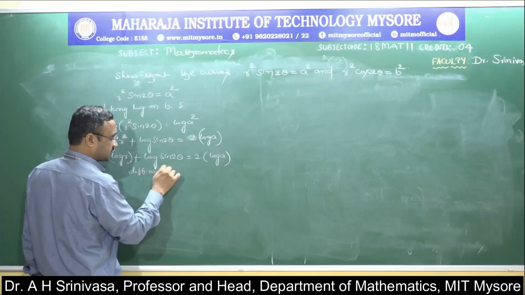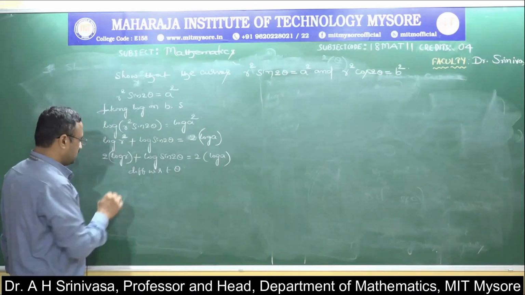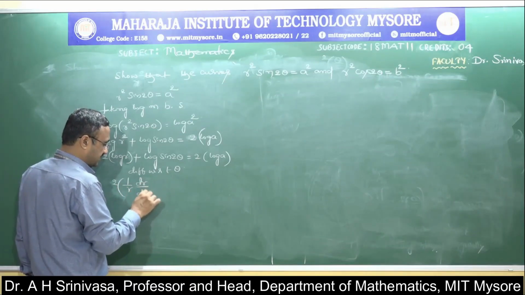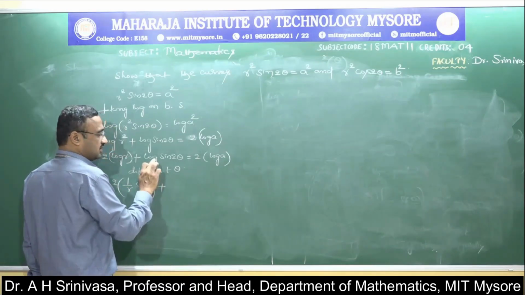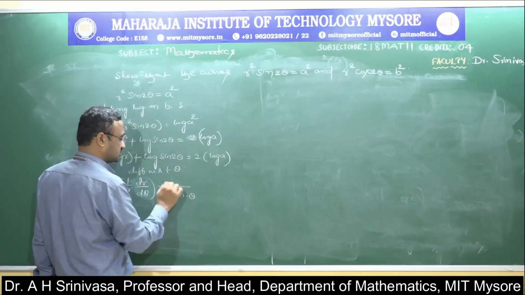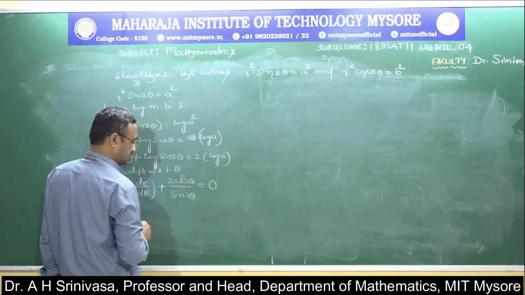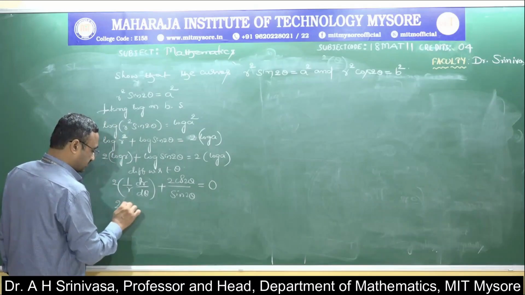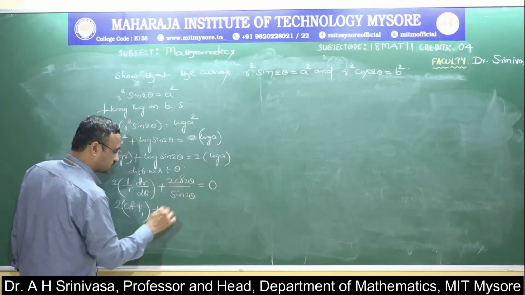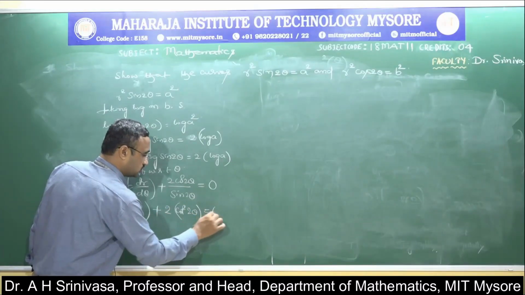Differentiate with respect to theta. Now I'm going to differentiate this one with respect to theta. We get 2 times 1 by r dr by d theta plus the logarithm function sin 2 theta, written as it is. The differentiation of this one is 2 times cos 2 theta equal to 0. Then 2 times cot phi 1 plus 2 times cot 2 theta equal to 0.